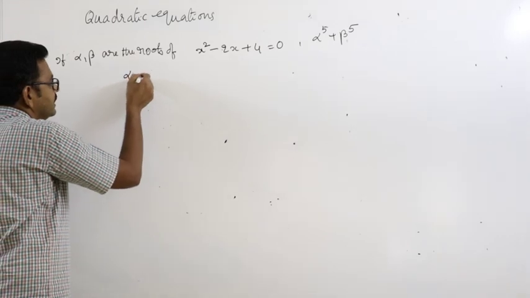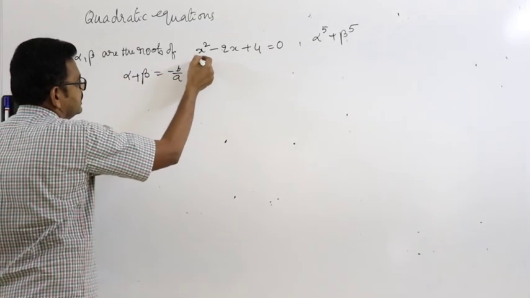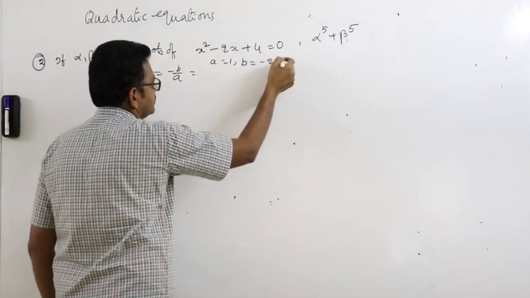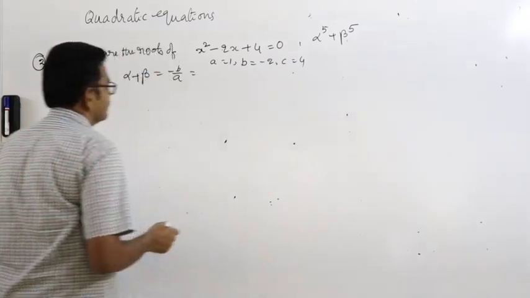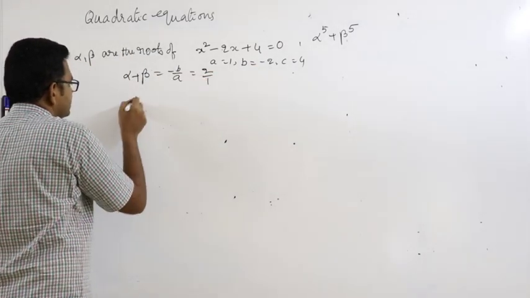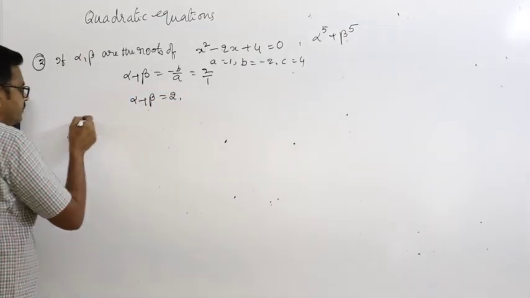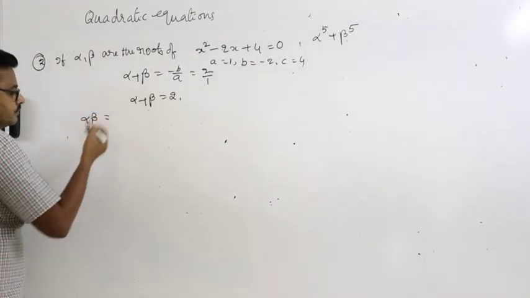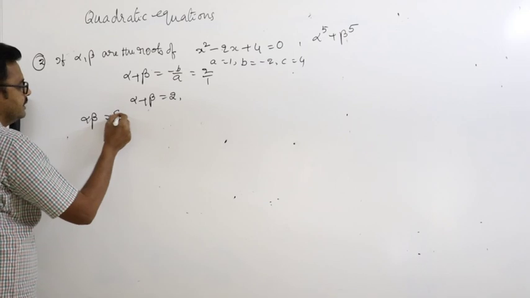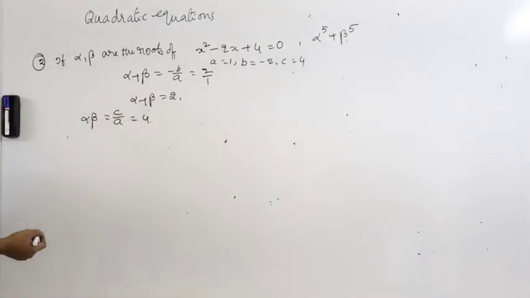Alpha plus beta is equal to minus b by a. Here a is equal to 1, b is equal to minus 2, c is equal to 4. Minus b is plus 2, 2 by 1. That is, alpha plus beta is equal to 2 and alpha beta is the product of roots, equal to c by a, where c is 4, a is 1.